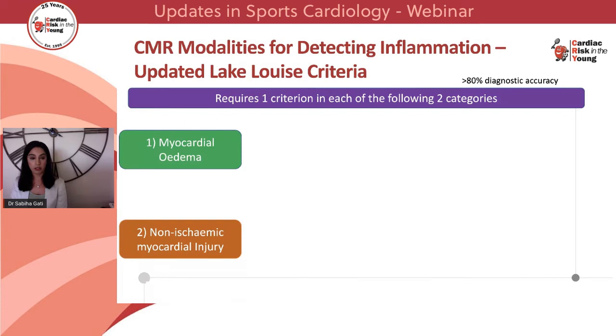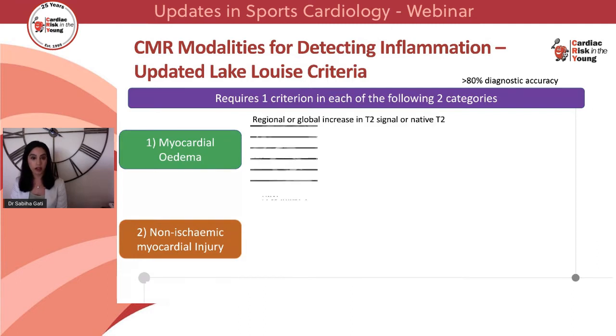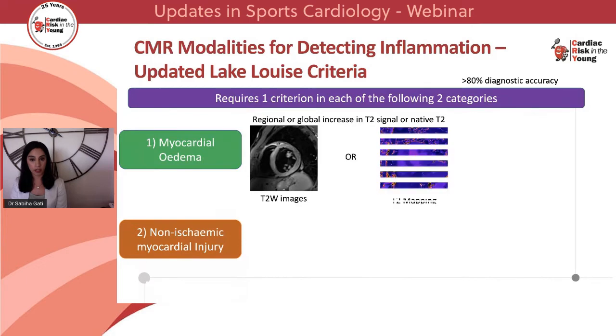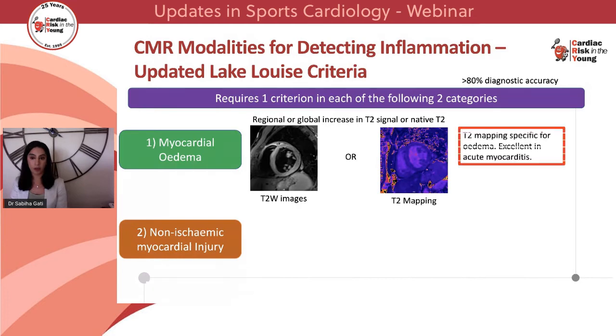So myocardial edema is an important component of the inflammatory process, and we identify this using T2-weighted imaging. You can identify it with regions of hyperenhancement visually, or you can also quantify it with prolonged T2 relaxation times. And these techniques are great for the acute inflammatory component of myocarditis.